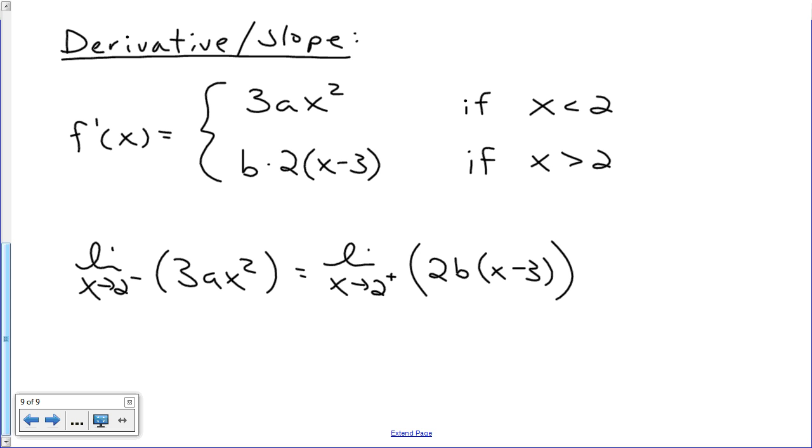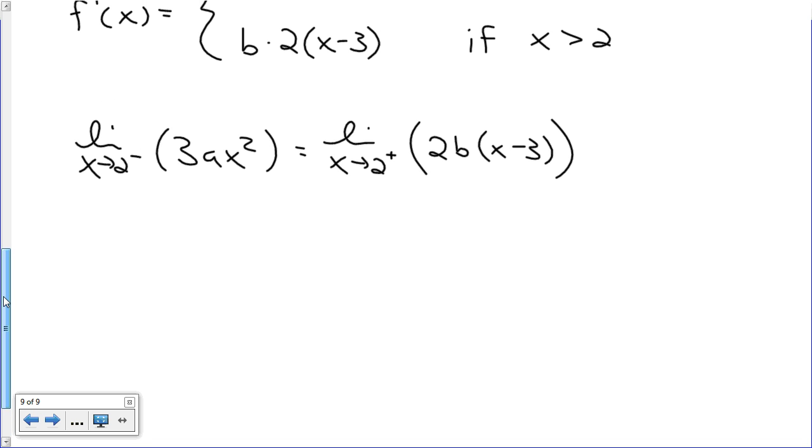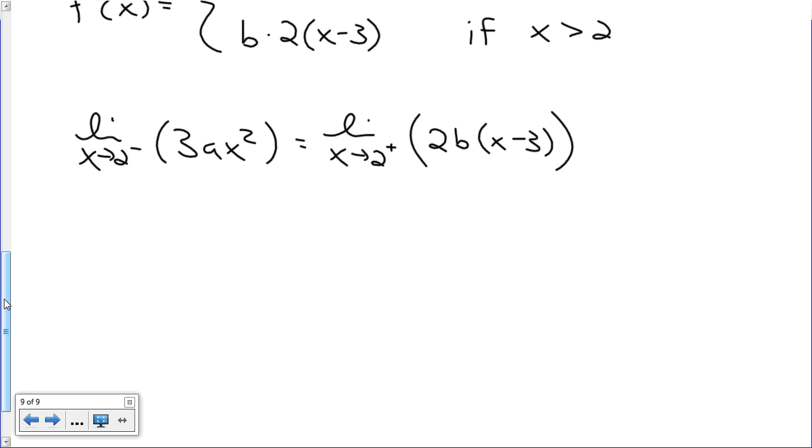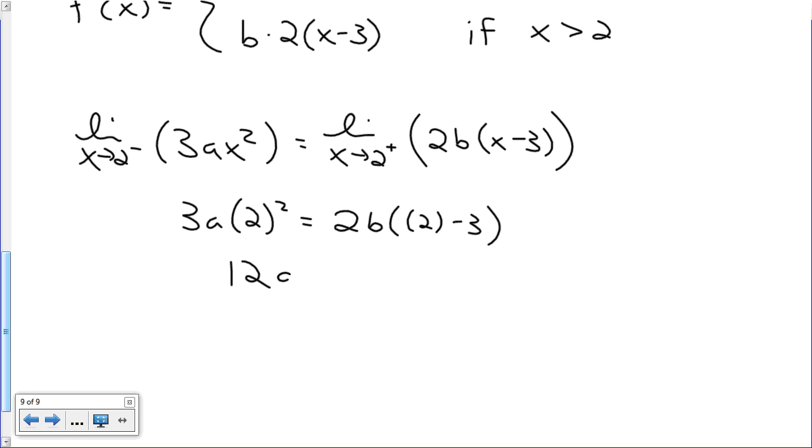Again, the key here is I've got to force the slope from the left side to be the same as the slope on the right side of 2, or that is the derivative on the left side to be the same as the derivative on the right side. So that's what we're doing with these limits. So go ahead and plug in 2. So we have 3 times a times 2 squared is equal to 2b times 2 minus 3. And so squaring 2 over here on the left side, that's 4 times 3 is 12a. And that would be equal to 2 times, or 2 minus 3 is a negative 1, so this is going to be a negative 2b over on the right side.